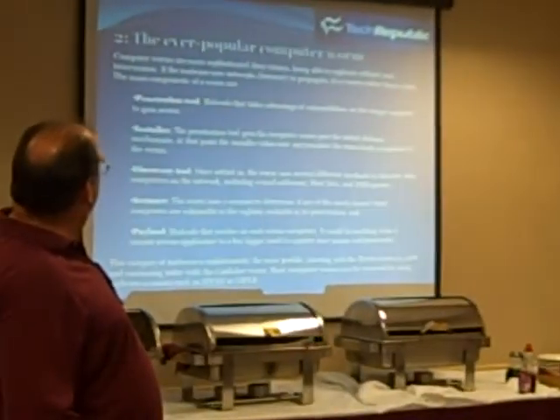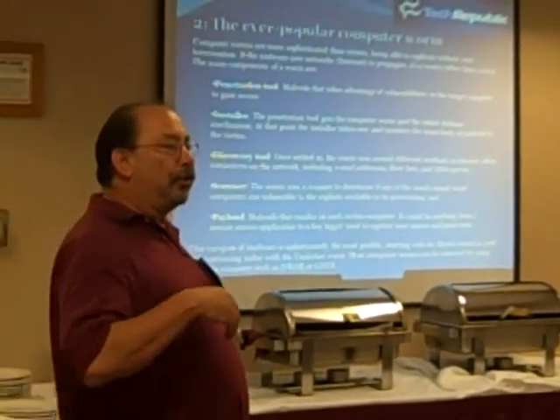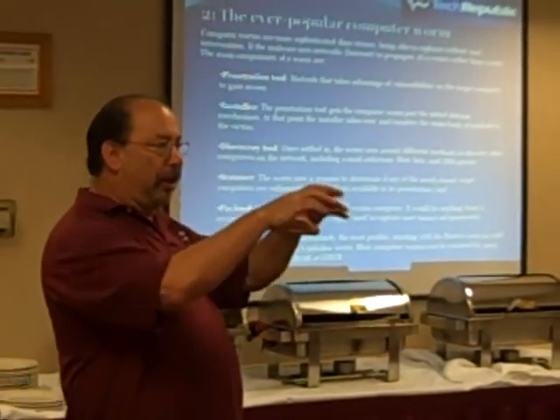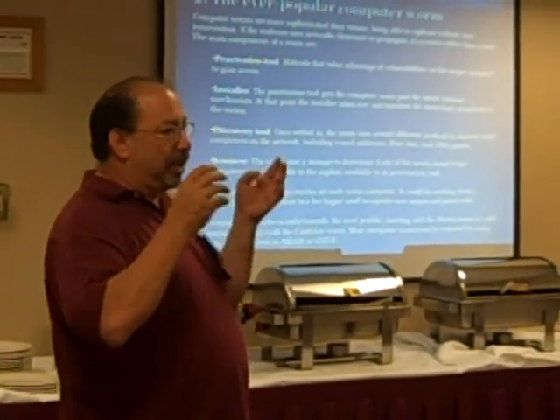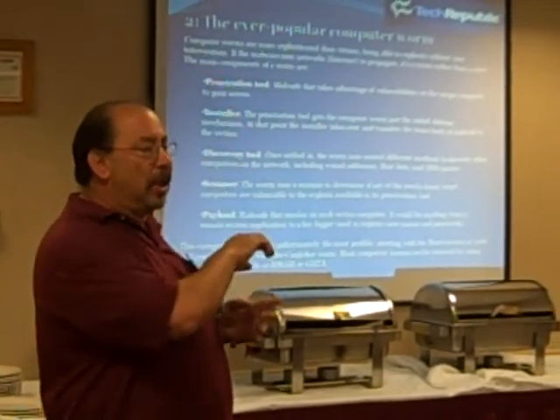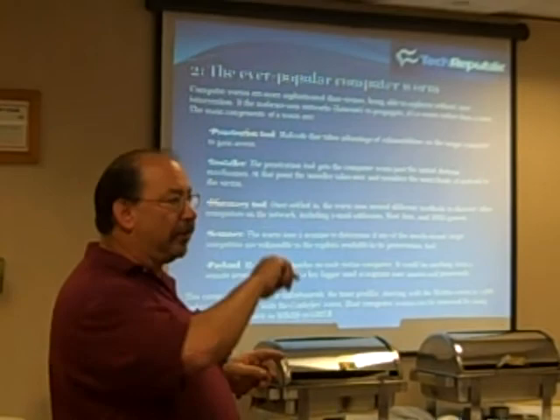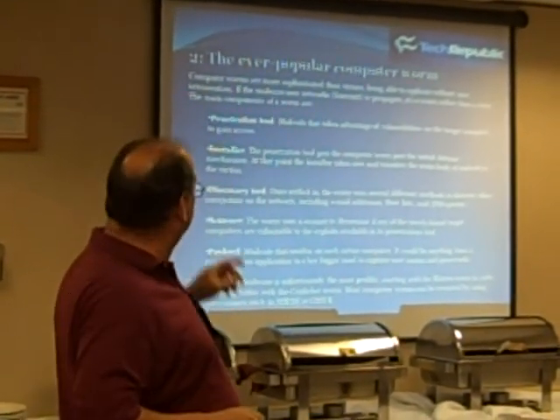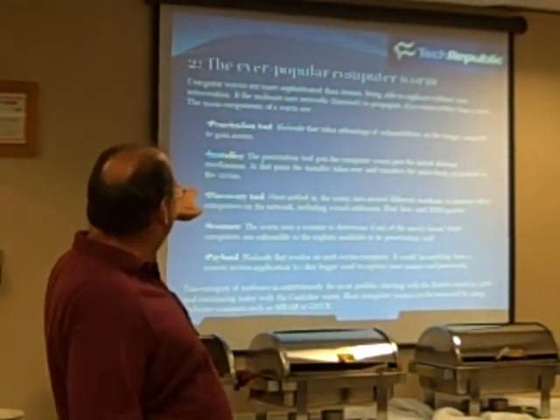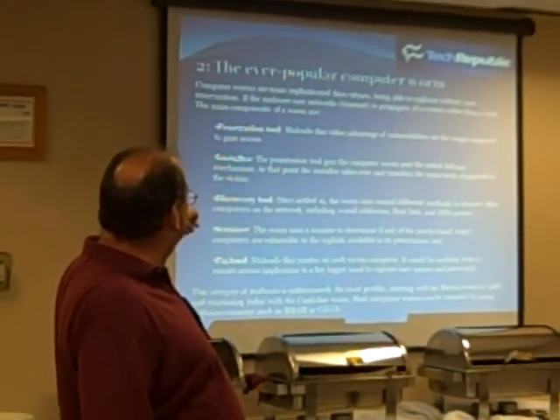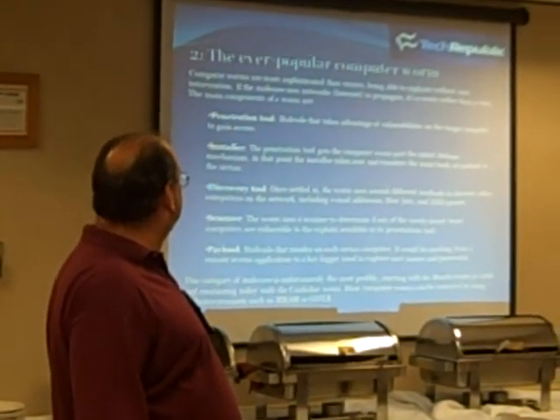Now, computer worms are more sophisticated than viruses. They are able to propagate on their own. So if you're in a company with a network, or if you've got three or four machines networked together, and people tend to share everything because they don't know how to be really specific, these worms can actually look for vulnerabilities and travel from computer to computer through a network. So they have what's called the penetration tool, which is the part that takes advantage of the vulnerabilities. The installer, the penetration tool, gets the computer worm past the initial defense.